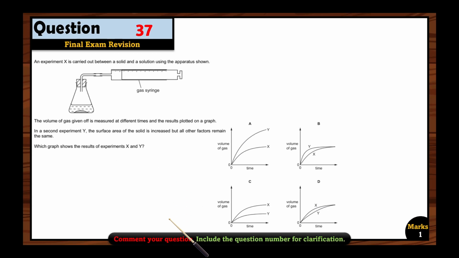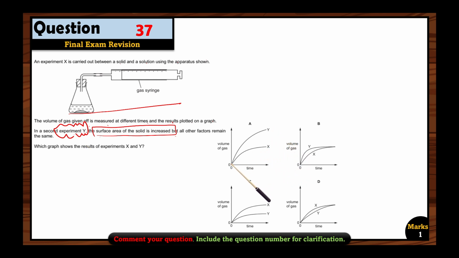Question 37. An experiment X is carried out between a solid and a solution using the apparatus shown here. The volume of a gas given off is measured at different times and the results plotted on the graph. In a second experiment Y, the surface area of the solid is increased, but all other factors remain the same. So what does it mean? Increasing the surface area will increase the rate of reaction. So in experiment Y, you will see an increase in the rate of reaction. So Y should have a higher slope. The graph should be steeper.